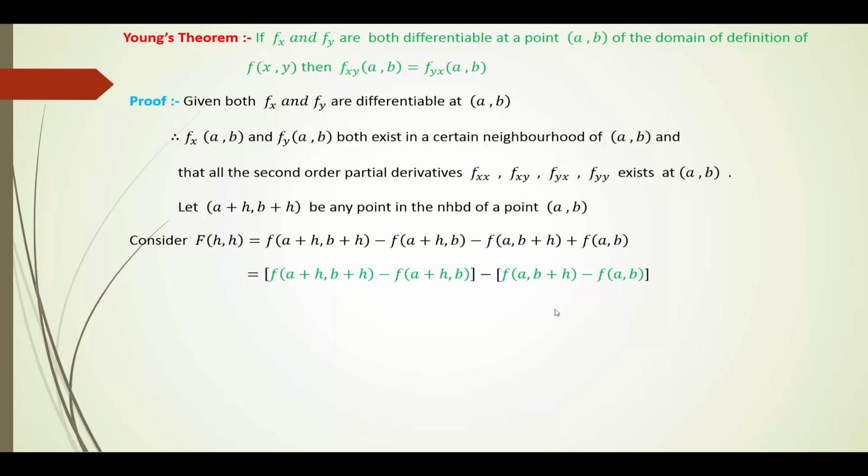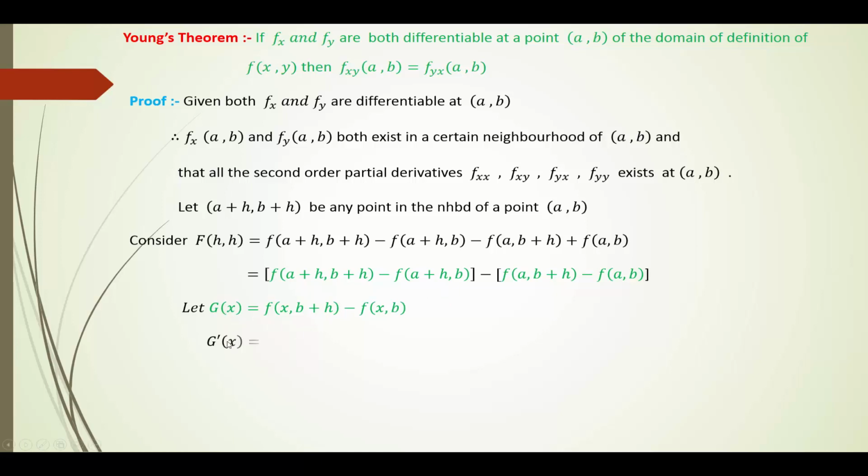Now define one more function g(x). g(x) is equal to f(x, b+h) − f(x, b), meaning two terms into one term and two variables into one variable. This function is in terms of only the x variable, with the x coordinate as the variable.